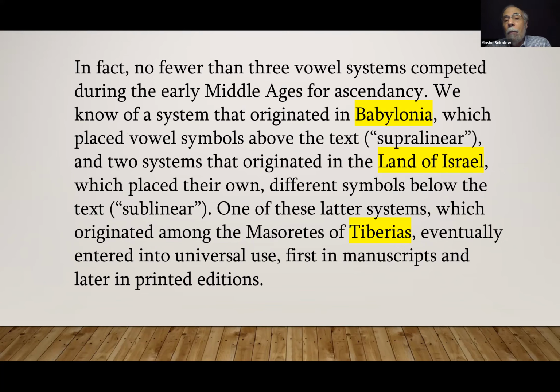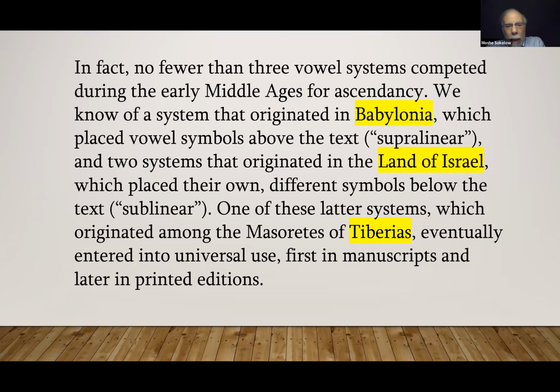The truth of the matter is that by the time we have enough information about things, we find that there are no fewer than 3 different vowel systems that seem to have competed with each other during the early Middle Ages. We know of a system that originated in Babylonia, in which the vowel symbols, which are very different from our own, were placed above the letters in the text rather than largely below them. And that's why scholars refer to this as supralinear, above the line. And there were 2 systems that originated in the land of Israel, both of which placed their own different symbols below the consonantal text, and therefore the technical name by which they are known is sublinear.